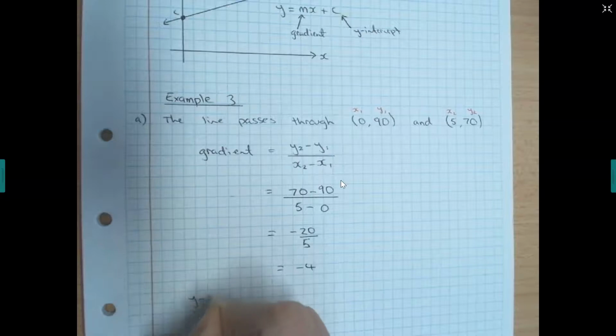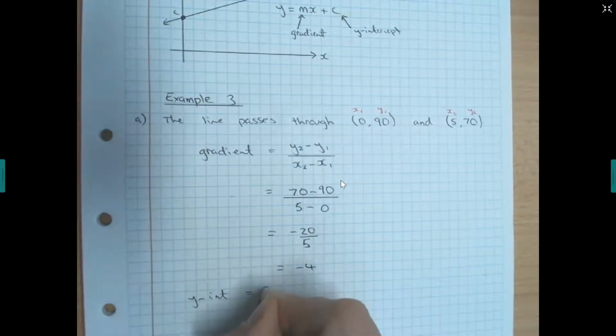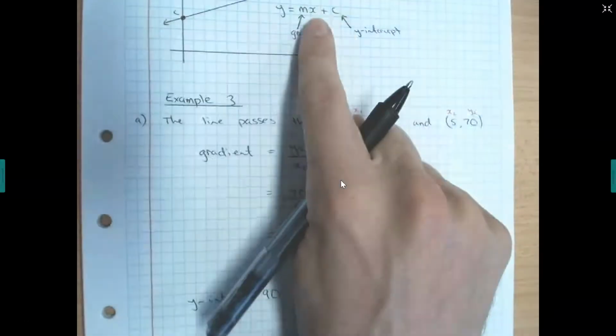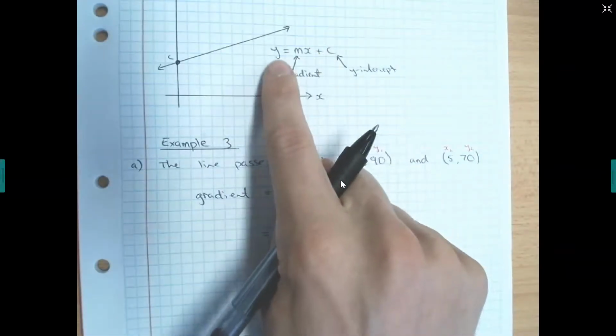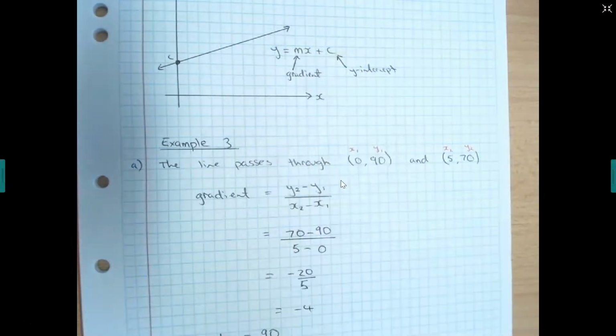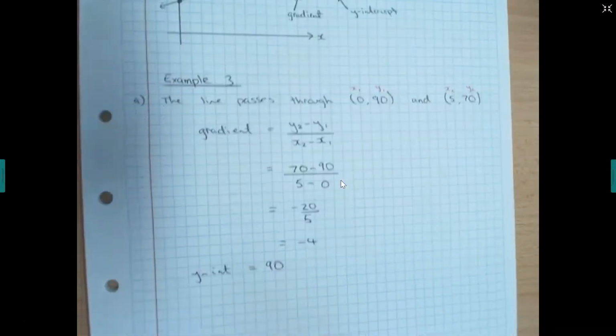So the y-intercept is equal to 90. There's no calculation that we have to do there. We purely do that by observing the graph. And then finally, we know that the equation of a straight line is given by y equals mx plus c, where m is the gradient and c is the y-intercept.